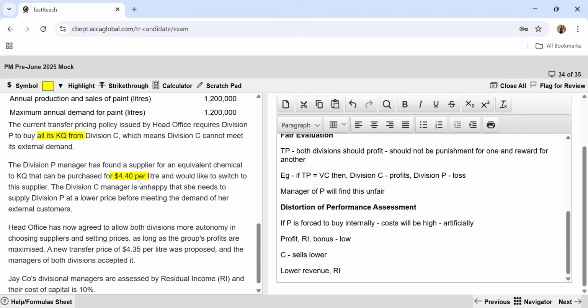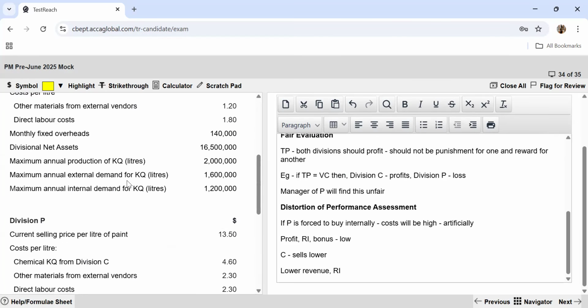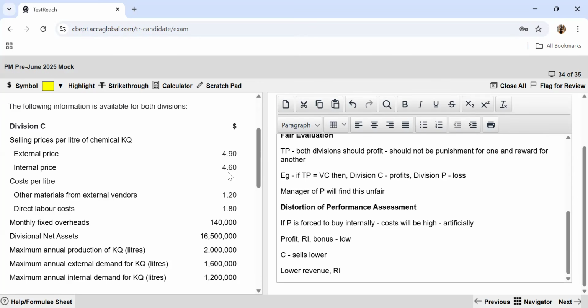I will think that my profits will be lesser because my costs are high. As a result, my residual income will be lesser. And because the performance is assessed by residual income, my bonus also will be lesser. And this will also imply a bad thing for division C. Why? Because division C is forced to sell to division P at a price of 4.6, whereas if they go to the market, they are able to get it at 4.9. So even division C will be feeling bad because they are going to be selling at a lower price. This means a lower revenue and also a lower residual income for division C.